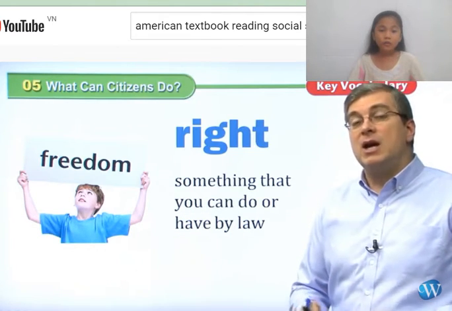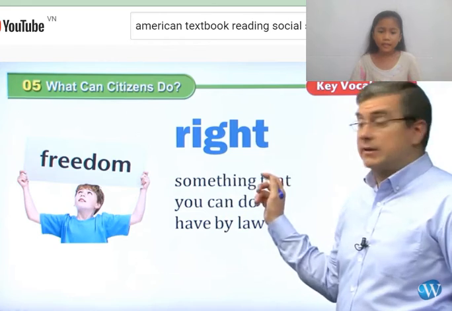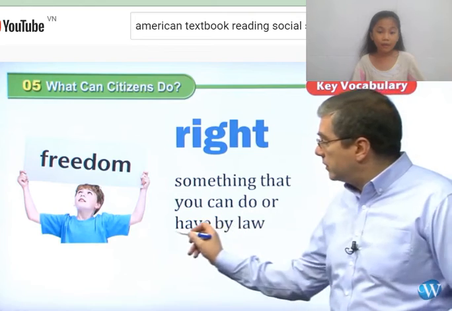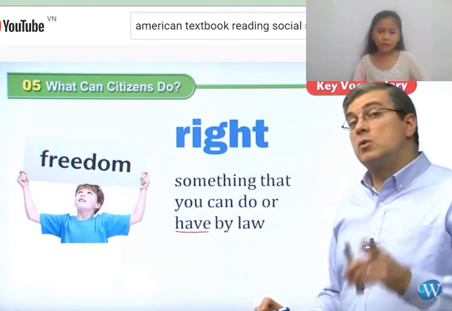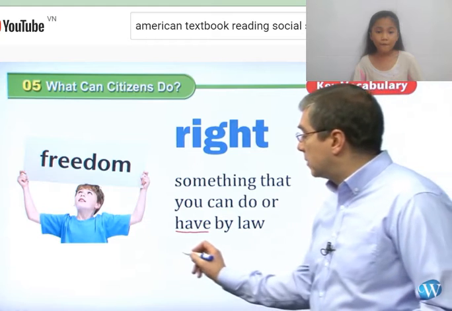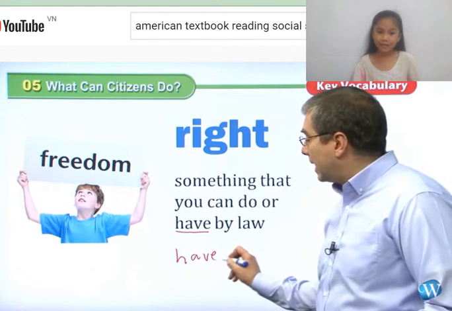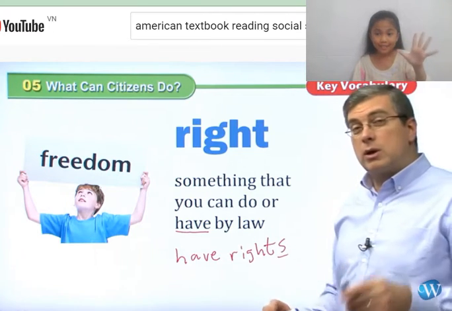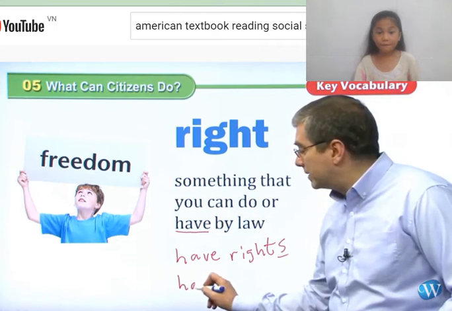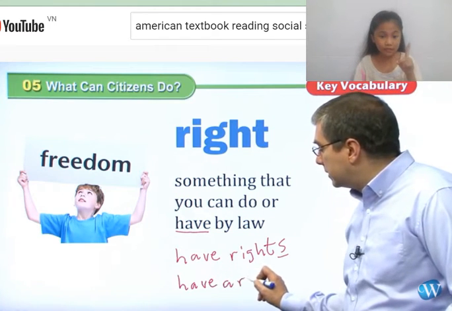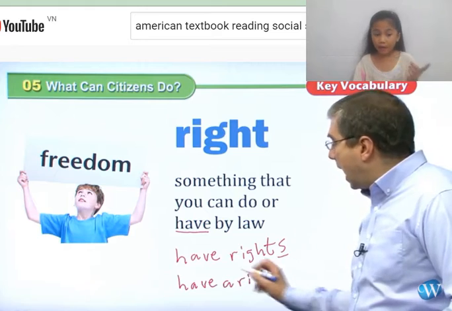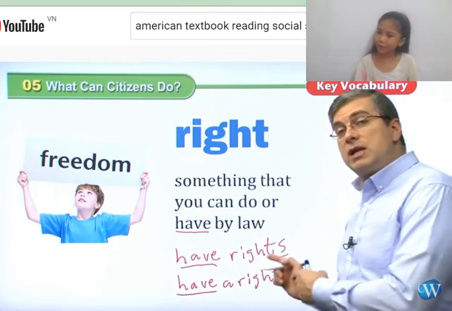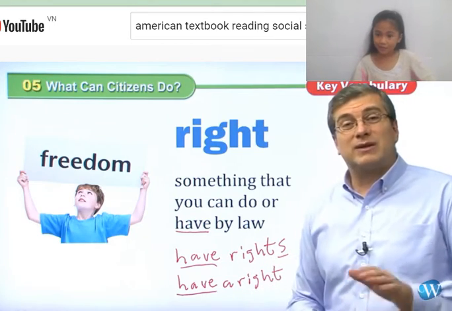Now we have the word right. So we need to know what is right. Right is something that you can do or have by law. So you need to remember the word have. You can use the word have for have a right, or have rights. You can have rights, more than one right, or you can say that you have a right, only one right. Usually you have more than one right, of course.